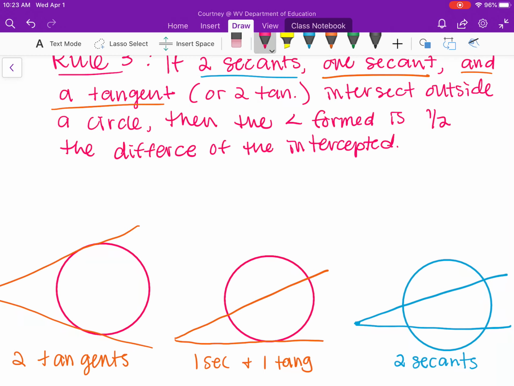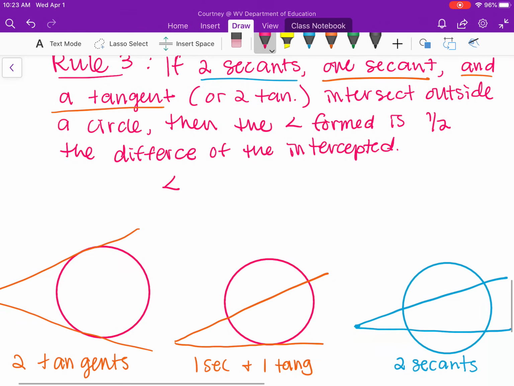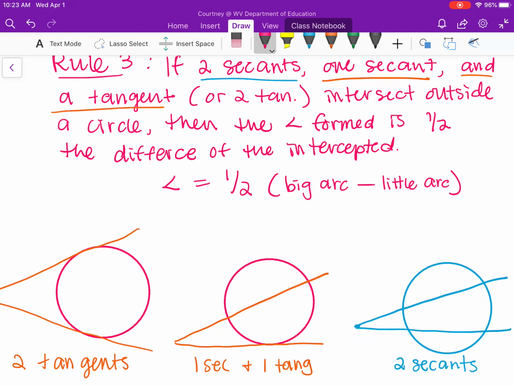So if we have any of these cases, all 3 have the same formula. It is the angle equals half of big arc minus little arc. Okay, big arc minus little arc.